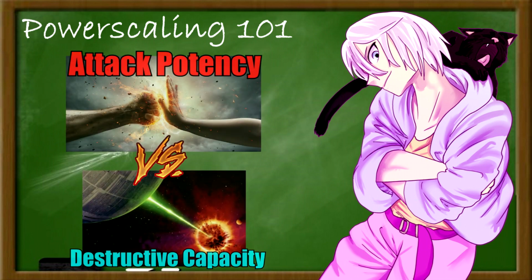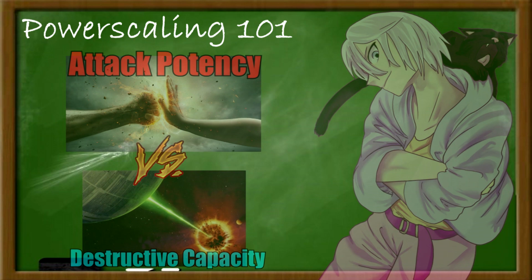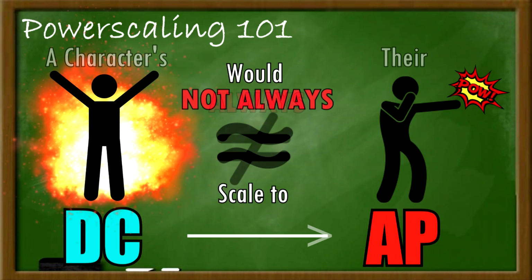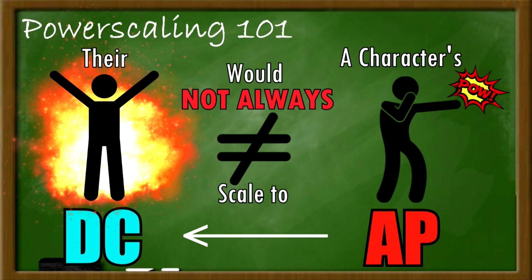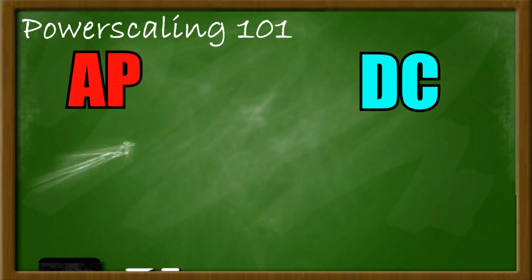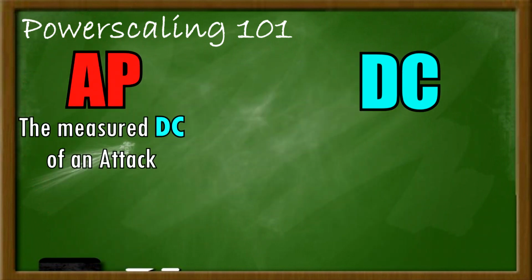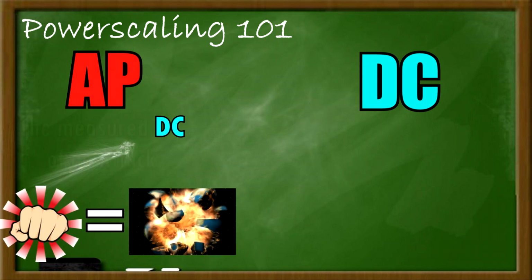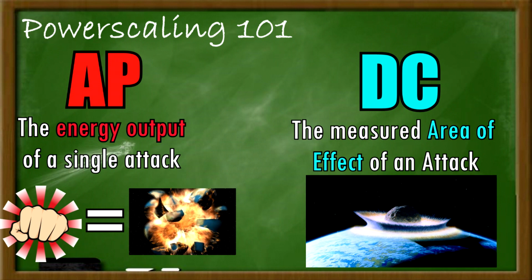Let's get into what you need to take into consideration when talking about a character's AP and DC, such as a character's DC would always scale to their AP, but it's not always the same case when you switch it around. What do I mean by this? Technically, AP is the measured DC of an attack. As such, it's measured via its energy damage equivalent. However, AP refers to the energy output of a single attack, and is not associated with area of effect.